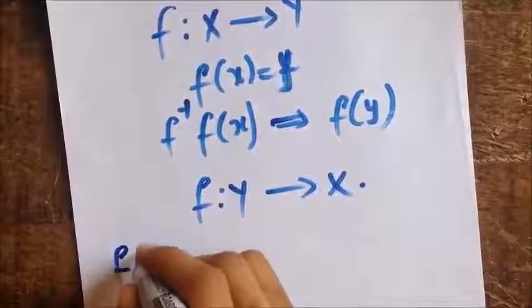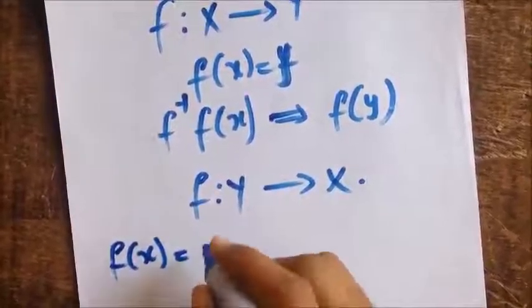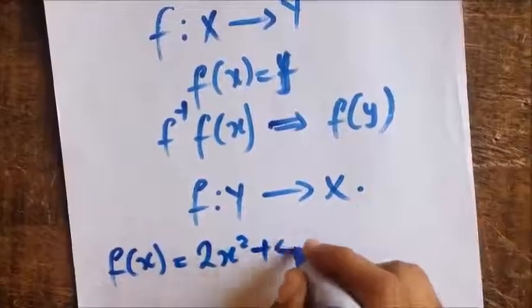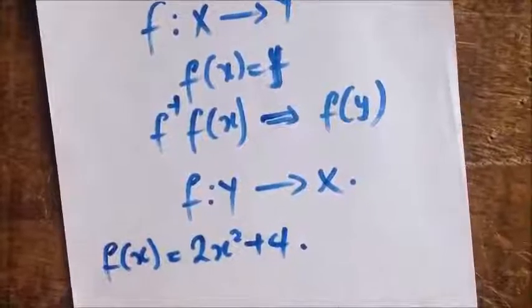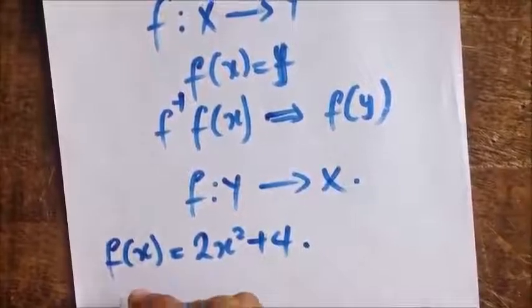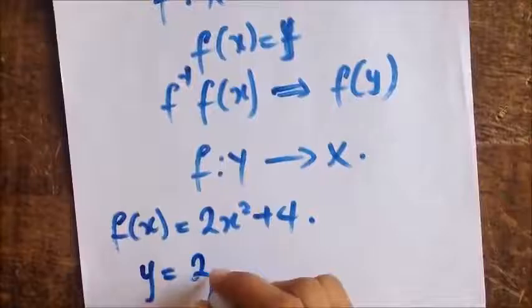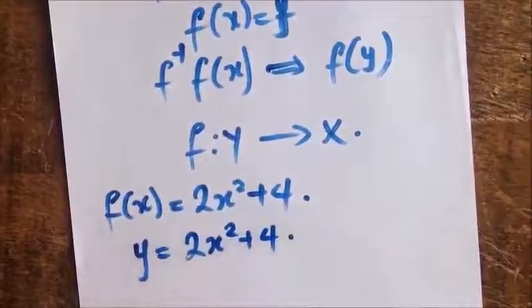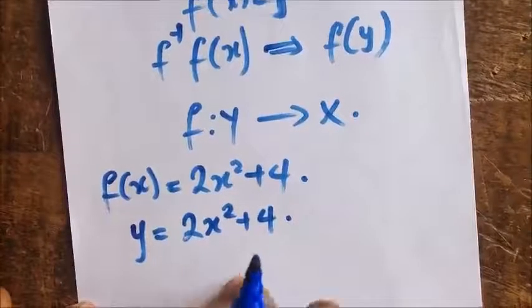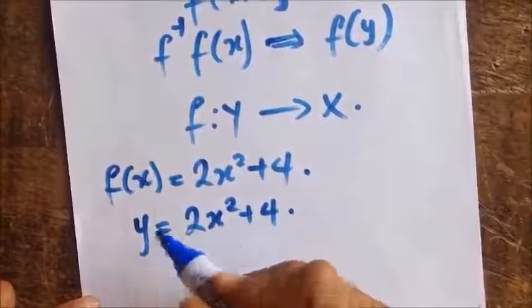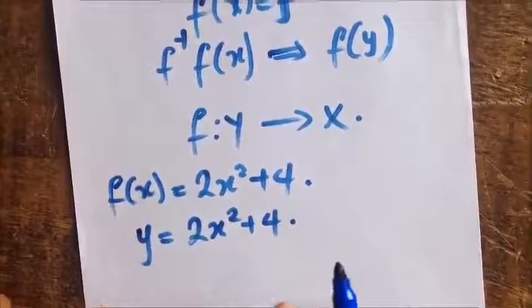Something like this. So how do we find the inverse of functions? Given any function, f of x is equal to, let's say, 2x squared plus 4. This is now our function. This is the same thing as y is equal to 2x squared plus 4. To find the inverse of this, we try to make x the subject of the formula, meaning x will be equal to something else.